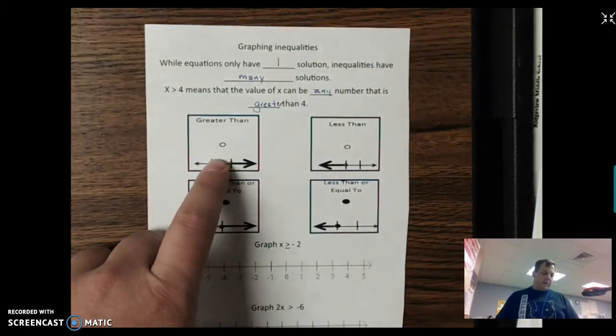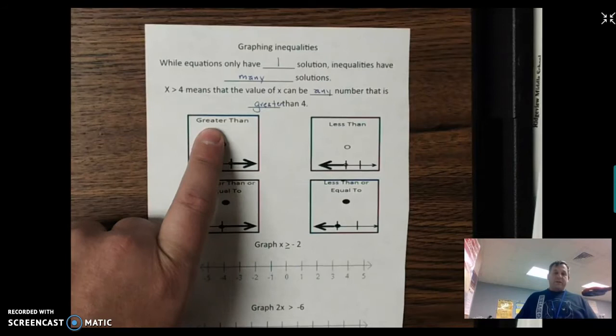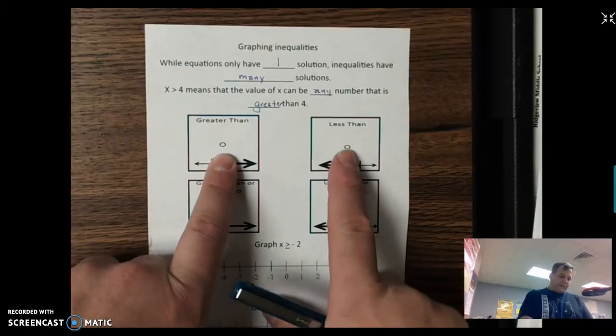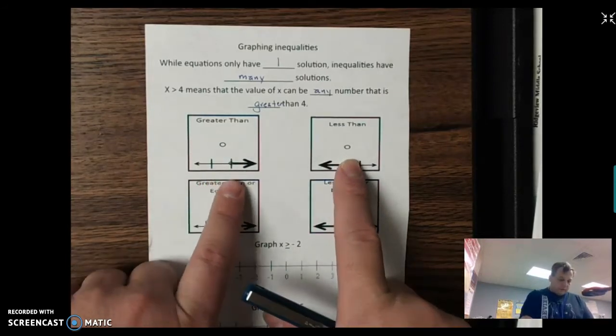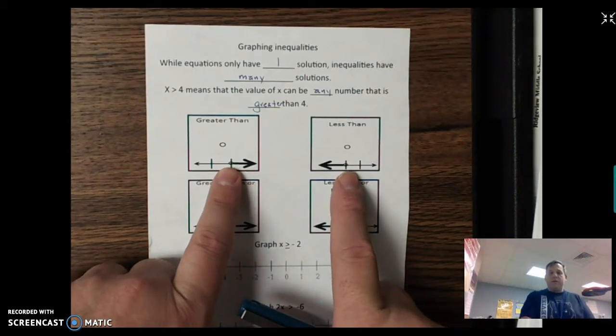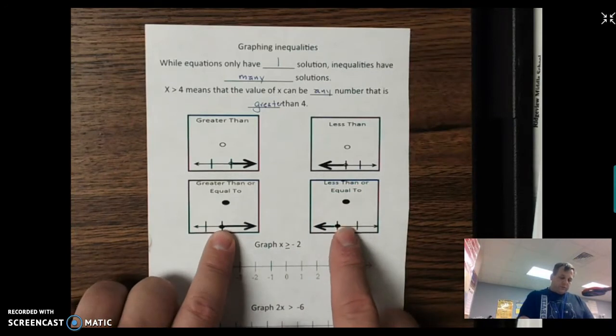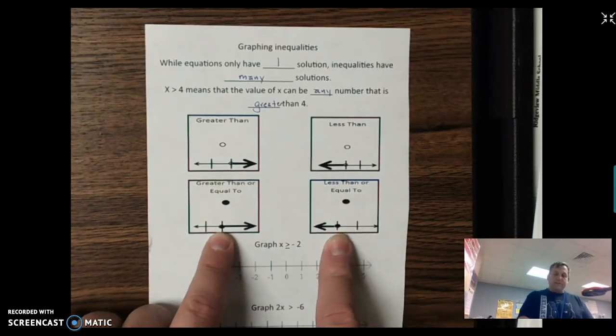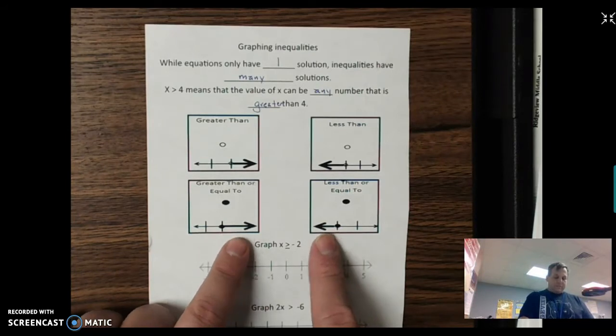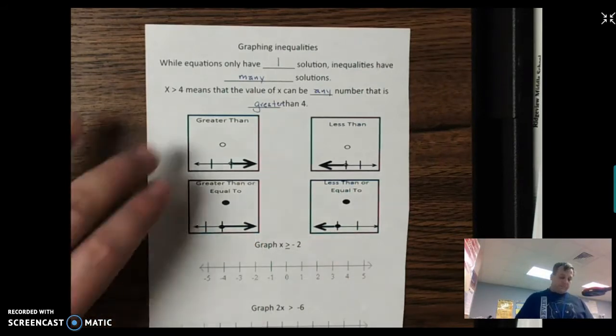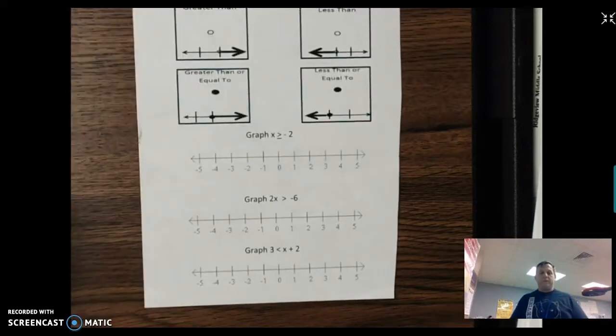So as we've talked about, greater than and less than use the open circle to let us know that it is not equal to whatever number is right there. Greater than or equal to uses a closed circle to let us know that it can be equal to whatever number that is, as well as being greater than or less than. So we're going to practice the ones at the bottom here.